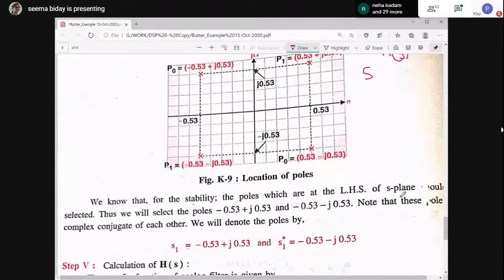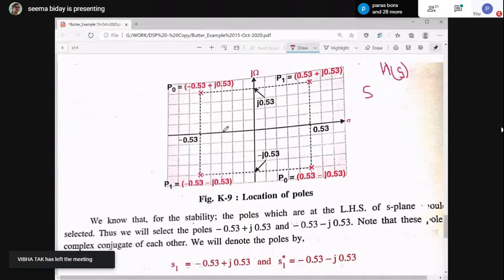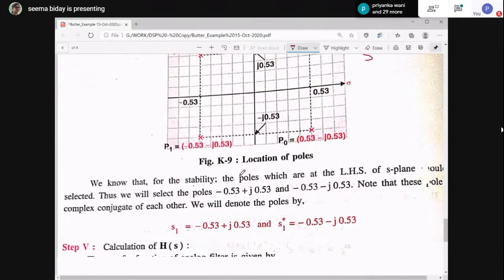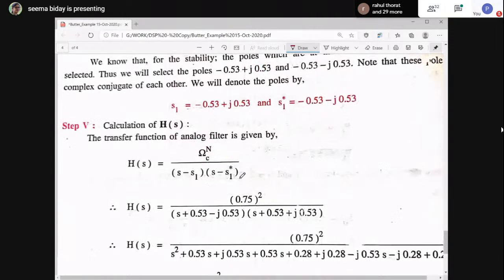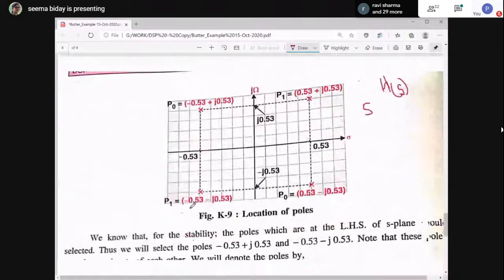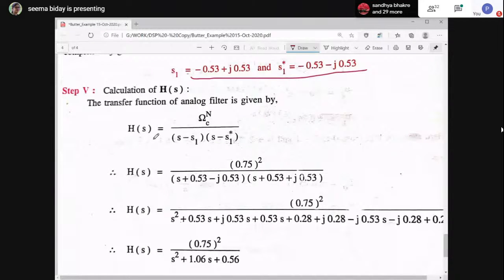So now on the left hand side of the S plane, these two poles are lying. And I will not consider these two poles because the filter will become unstable. That's why we are taking only these poles. So consider these two poles, P0 and P1. Don't consider these poles, right? So now you will get like this, both on this side. So take this omega c, then write down H of s.